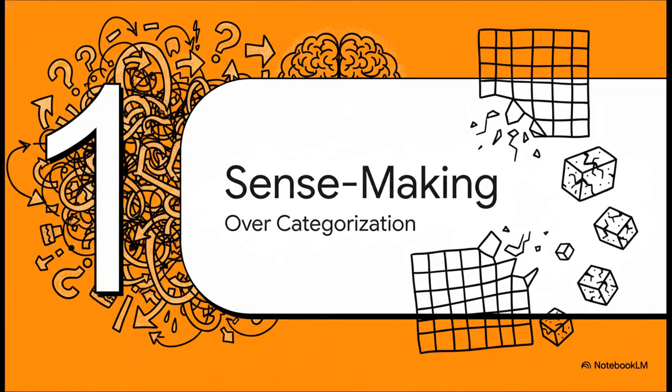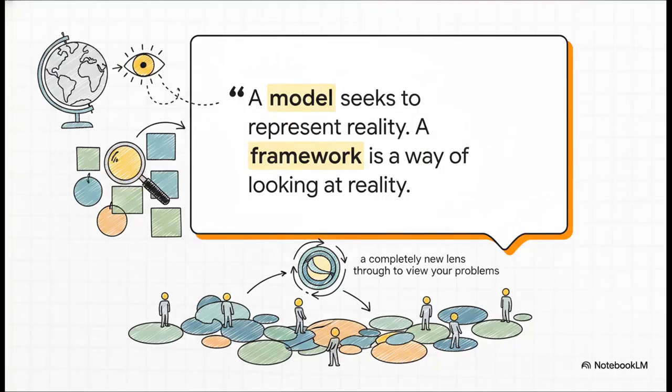Section 1. Sense-making over categorization. Let's get right to it. This is the foundational mindset shift you've got to make before we even look at the map itself. We need to understand why our traditional, rigid models fail us so badly when things change rapidly. Check out this quote. A model seeks to represent reality. A framework is a way of looking at reality. Cynefin doesn't just hand you the answers. Instead, it gives you an entirely new lens through which to view your problems. It lets you figure out what kind of world you're currently standing in so you can actually decide how to act.